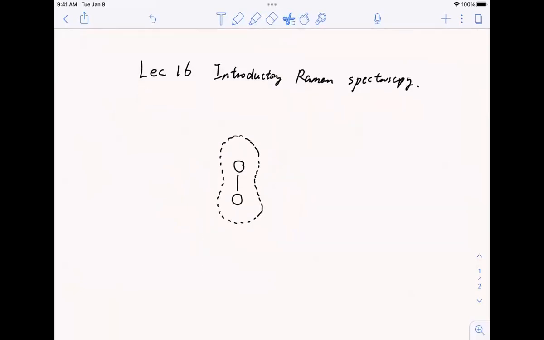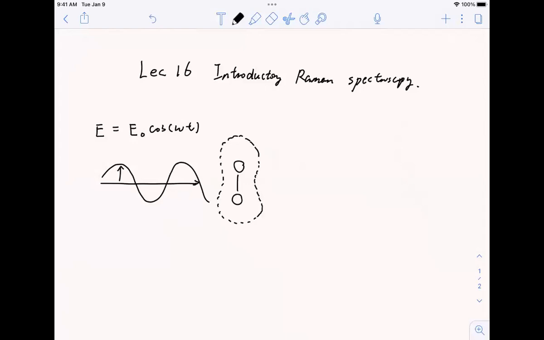Then you shine the light on it. So you have the electric field, E0 cosine omega t, a very simple configuration. Once you shine on it, you are going to move the electrons around inside it.